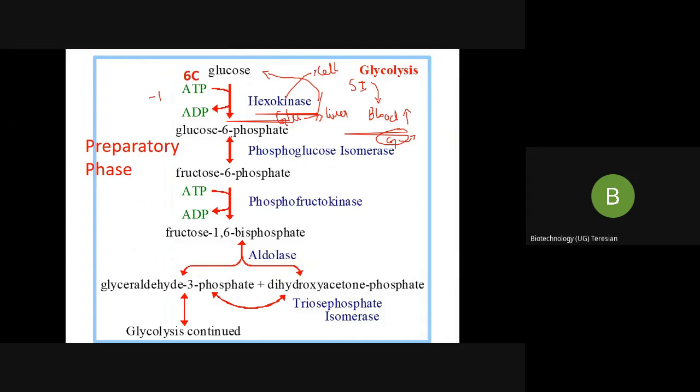So glucose 6 phosphate means that the phosphate is added to the sixth carbon. If, for example, this is carbon 1, 2, 3, 4, 5, 6, here the phosphate group will be added. That is why it is known as glucose 6 phosphate.